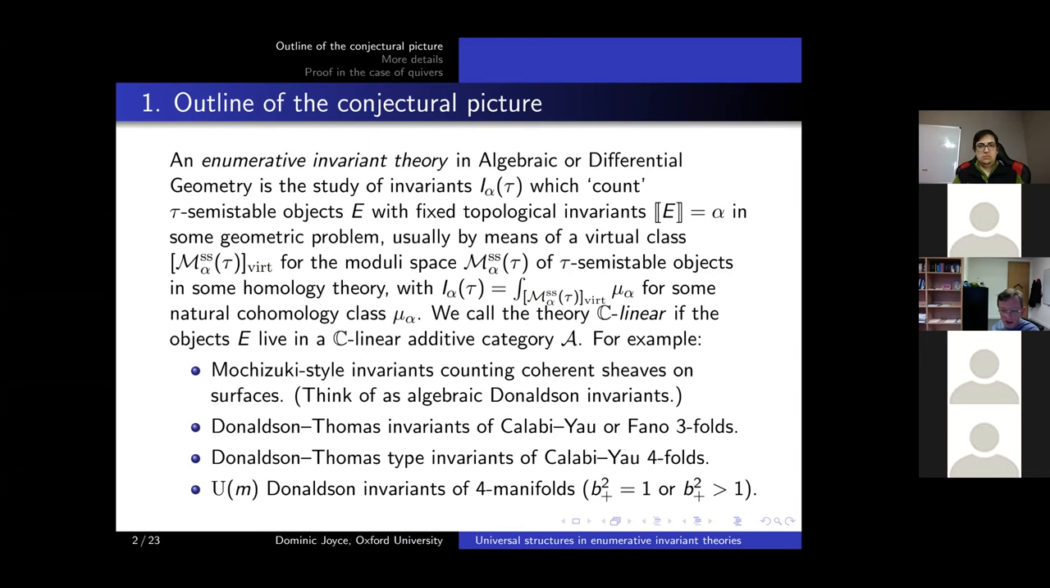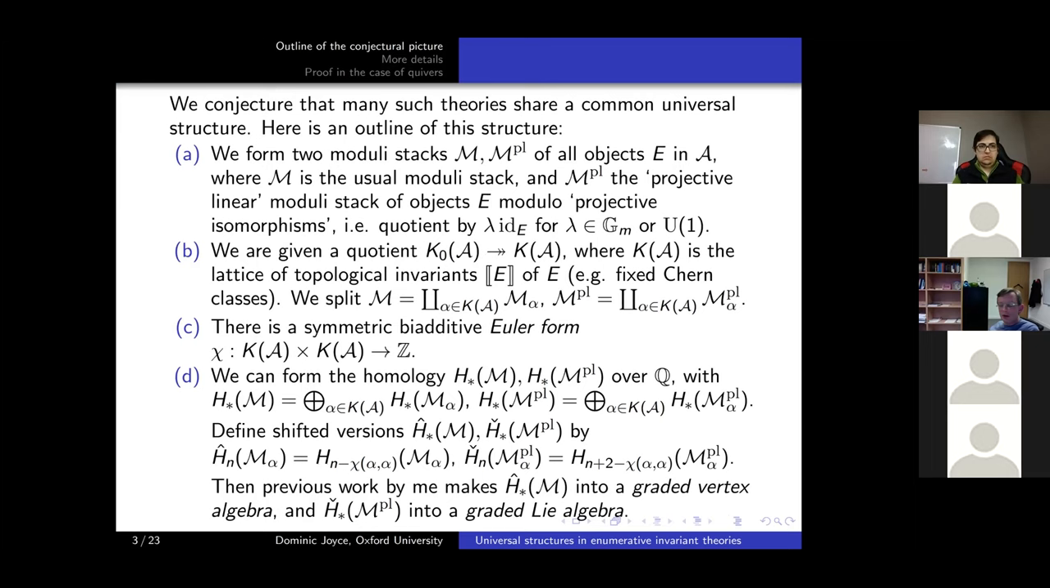You could also think about Donaldson invariants of four manifolds. I prefer to work over the rationals. And there's kind of two separate cases, b2 plus equals one or b2 plus greater than one here. So what I want to say is that lots of these theories have a common universal structure. And let me give you an outline of this structure.